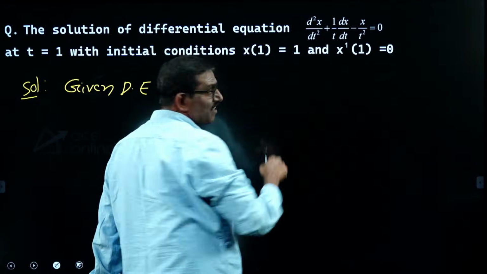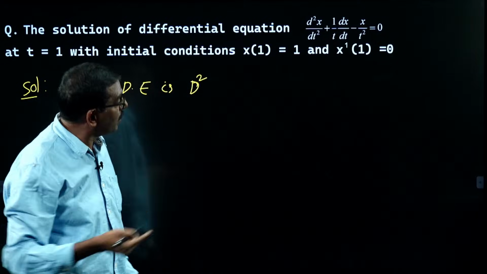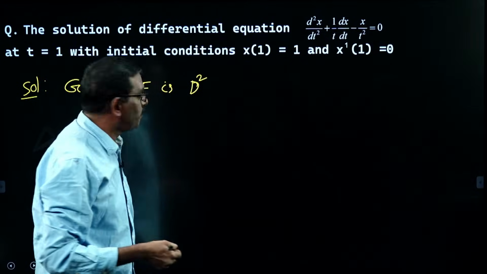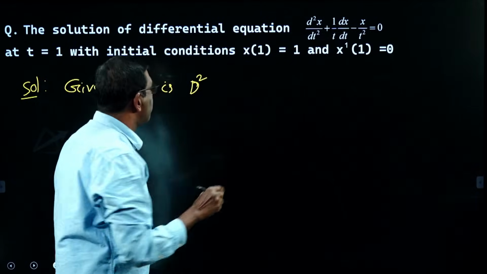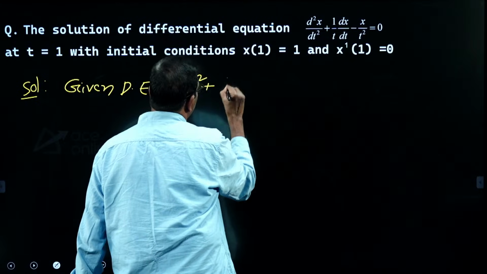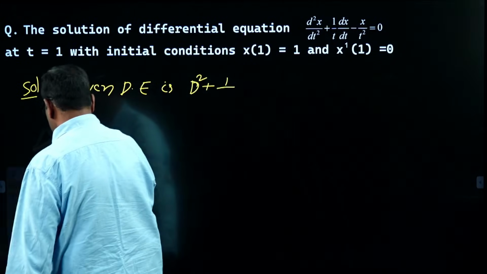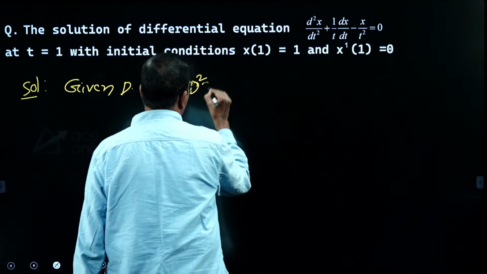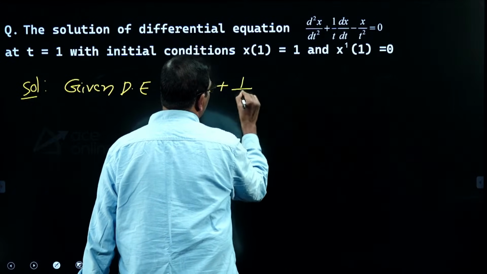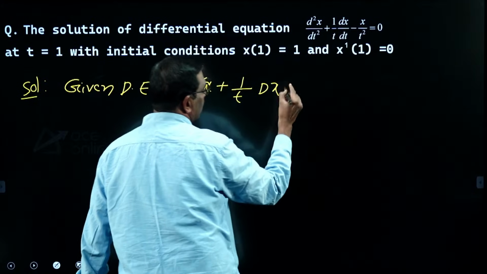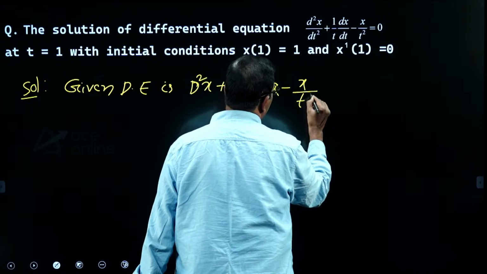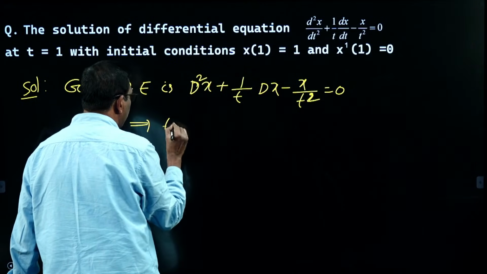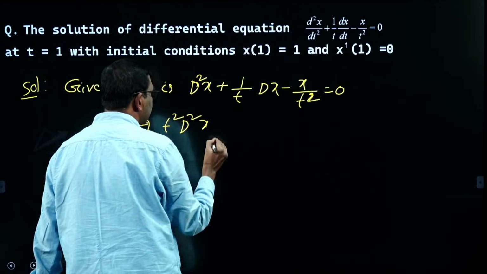Here the variable is x, not y. Generally we write dy by dx, but here x depends on t. Okay, x is a function of t. Simply our final solution is x as a function of t. D square x plus 1 by t dx minus x by t square is equal to 0. That implies t square into D square x, is it?